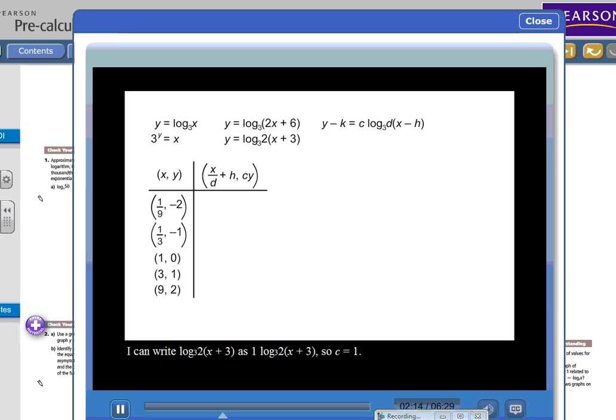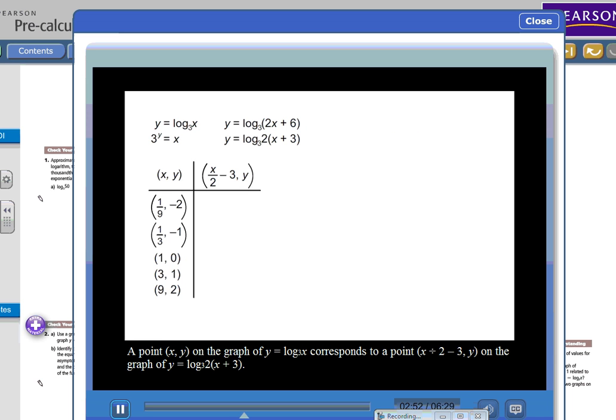I can write log base 3 of 2 times (x plus 3) as 1 times log base 3 of 2 times (x plus 3). So c is 1. This means that there is no vertical stretch or compression. D is 2, so there is a horizontal compression by a factor of 1/2. I can write x plus 3 as x minus negative 3, so h is negative 3. This means that there is a translation of 3 units left.